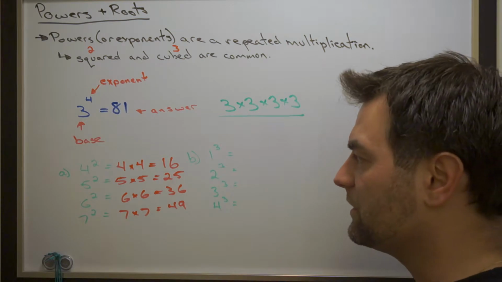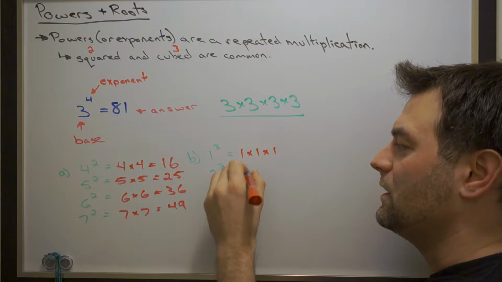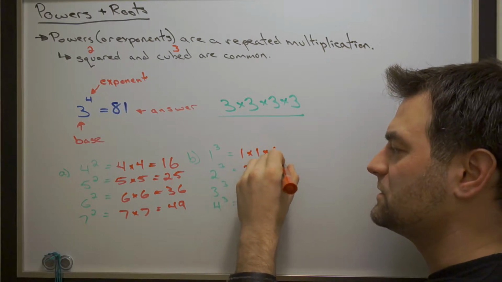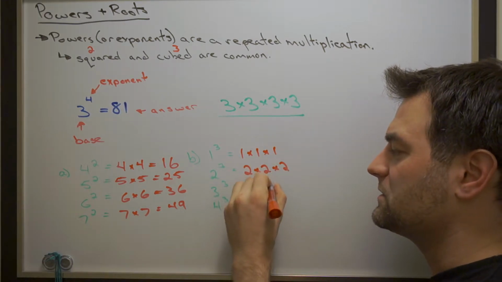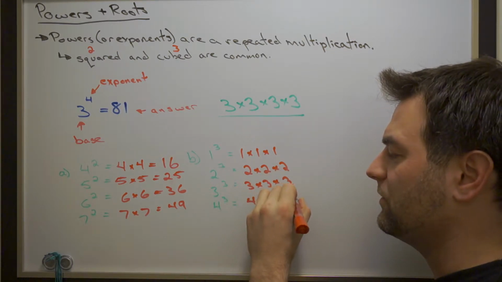In the case of the cubes, that's asking us to do it 3 times. 1 times 1 times 1. 2 times 2 times 2. 3 times 3 times 3. And 4 times 4 times 4.